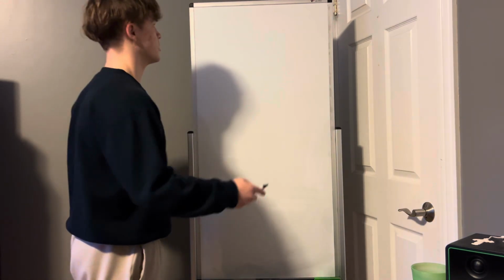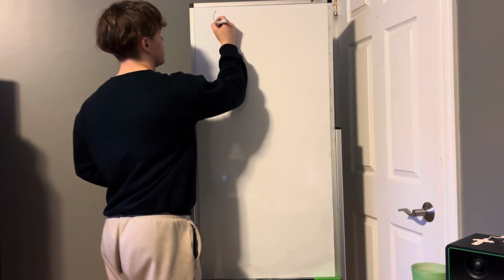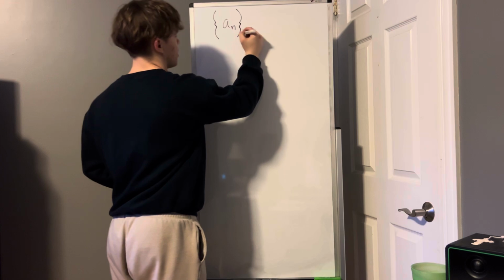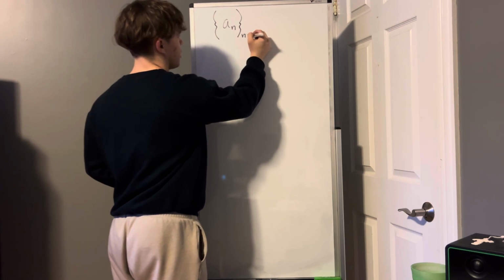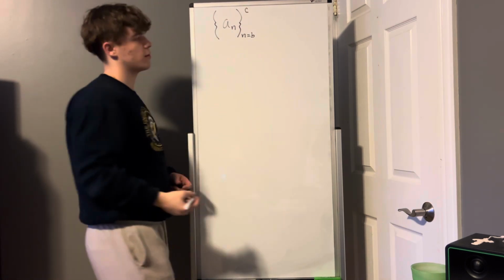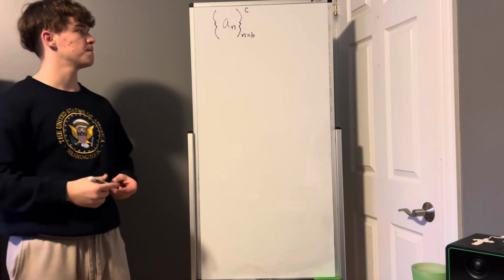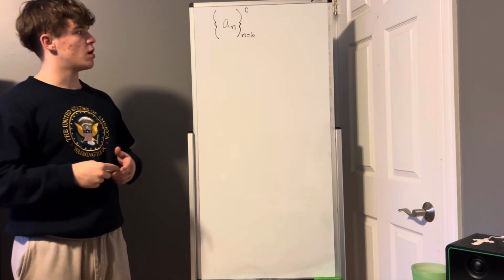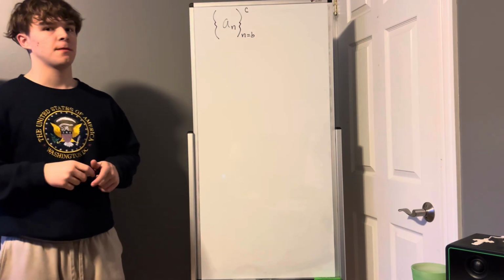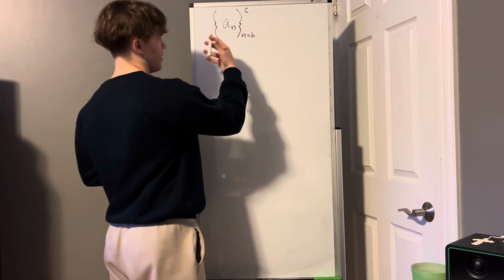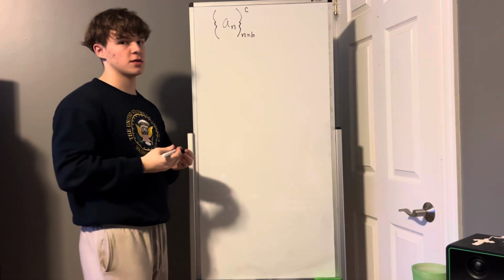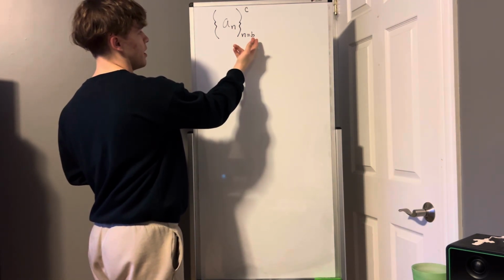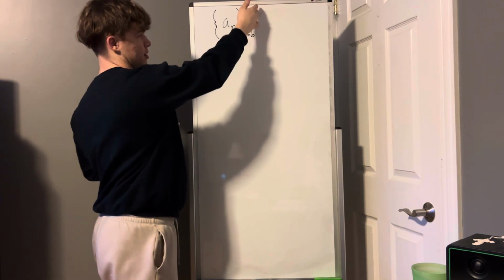A sequence is denoted by this notation, a sub n, from n equals some value up to another value. We'll call these b and c. All this really is going to be is a list of numbers where we have our a term of n starting at b all the way up until our value c.